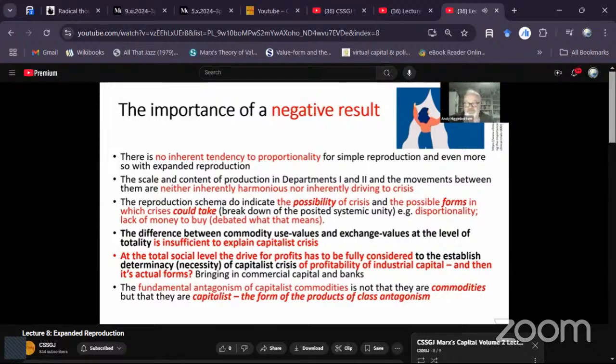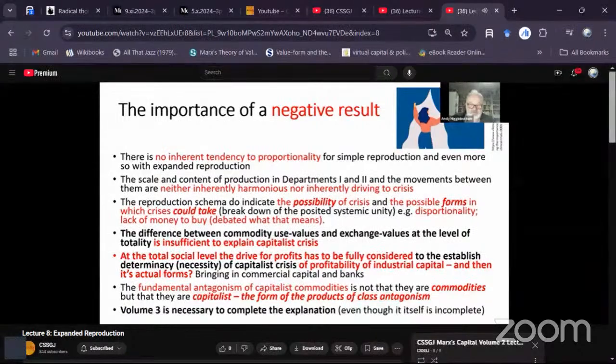So the fundamental antagonism of capitalist commodities is not use value and exchange value. That's the terrain on which the antagonism is played out. The dynamic involves them completely, right? But it is because they are capitalist commodities. They're the product of a class antagonism, both in their production and in their form of presentation in circulation.